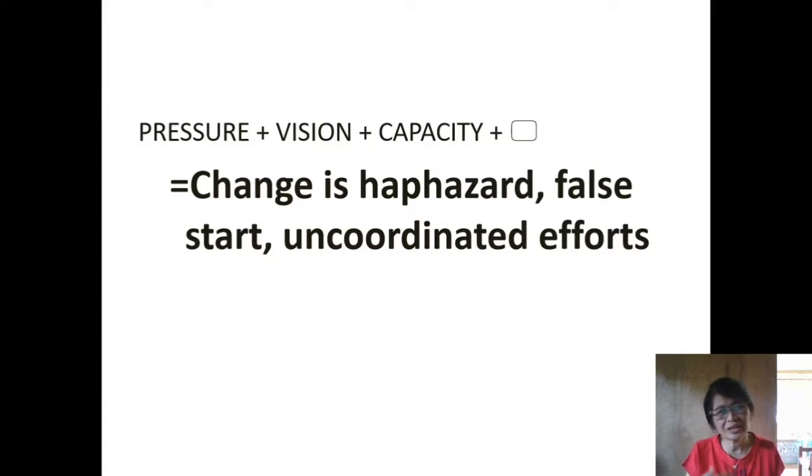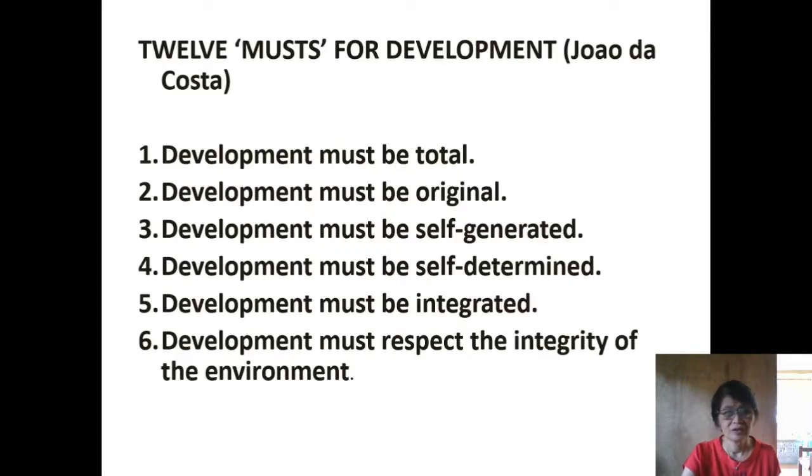And so if we would like to have a very successful change process, what we need is there should be pressure for change, a clear shared vision, the capacity to change, and we should know the first step or the first steps to be done. Okay, I would like to incorporate in here the musts for development. What's must? Must be done when you are going to, because change is development.